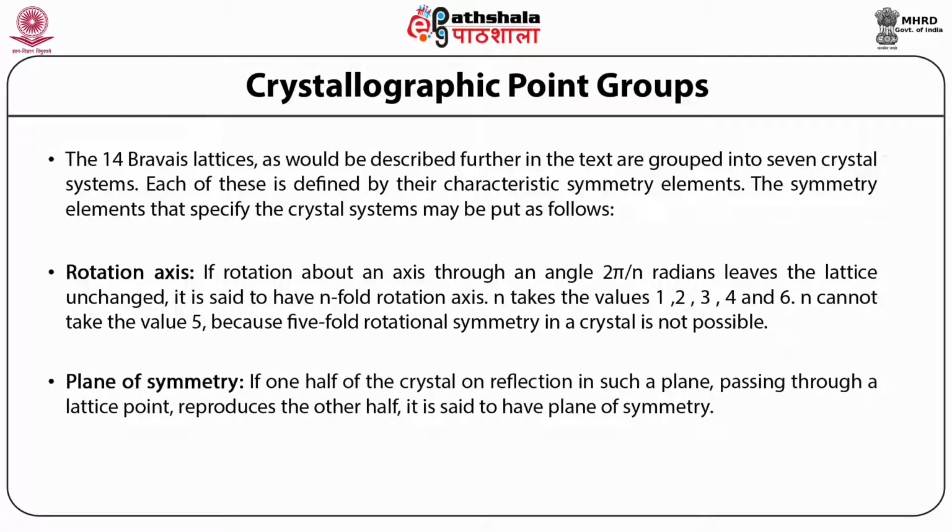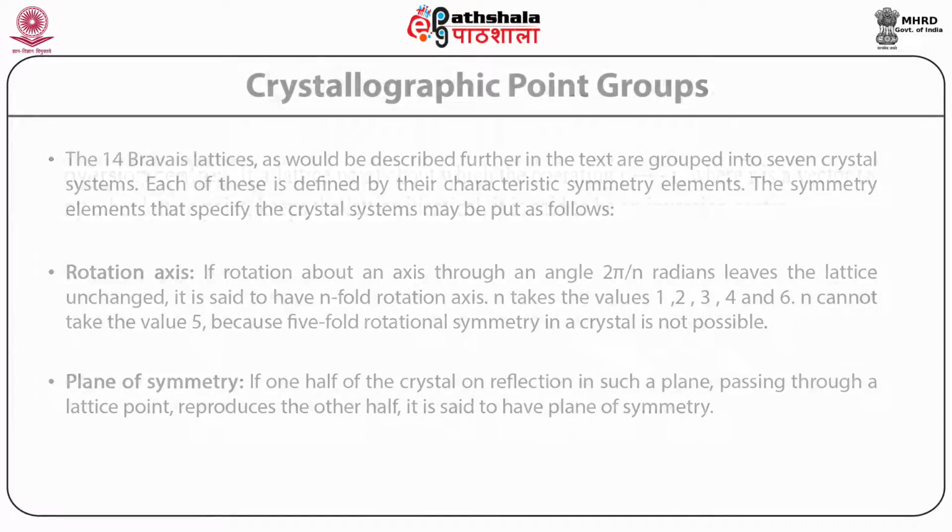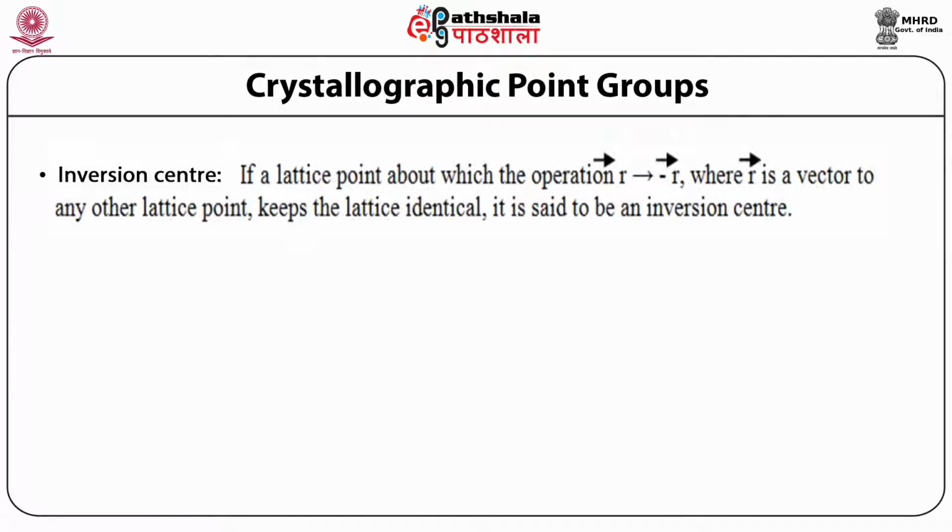Plane of symmetry. If one half of the crystal on reflection in a plane passing through a lattice point reproduces the other half, it is said to have a plane of symmetry. Inversion center. If a lattice point about which the operation R to minus R, where R is a vector to any other lattice point, keeps the lattice identical, it is said to be an inversion center.